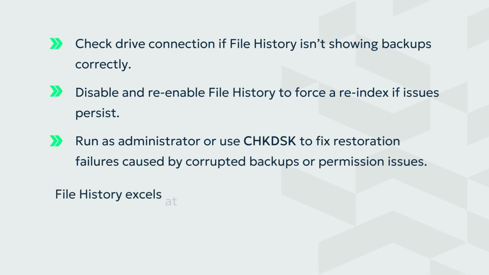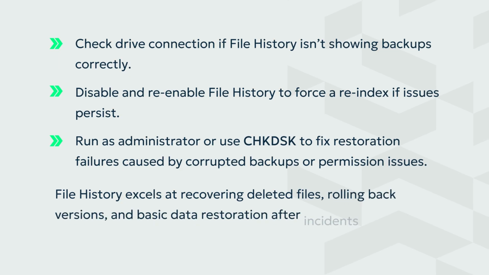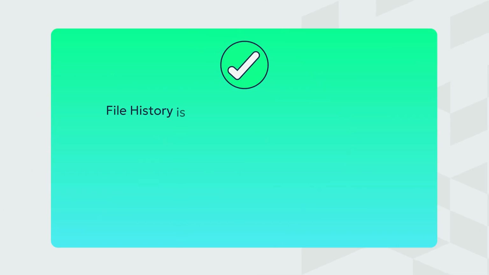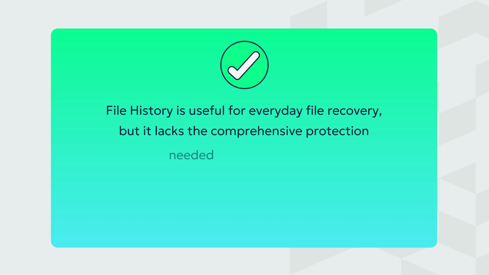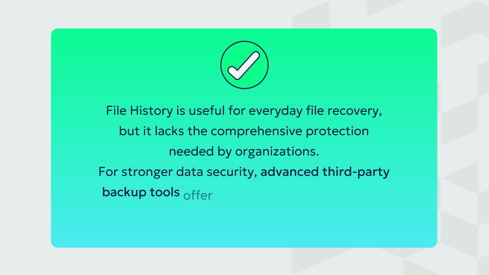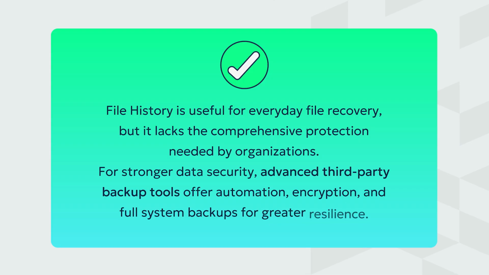File History excels at recovering deleted files, rolling back versions, and basic data restoration after incidents like drive failures or malware. It adds essential redundancy to your data. While File History is great for everyday file recovery, it's not enough for comprehensive data protection, especially for organizations. For stronger solutions, consider advanced third-party backup tools. They offer features like automation, encryption, and full system backups for greater resilience.